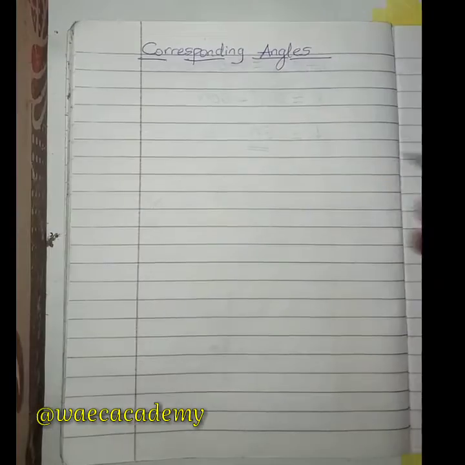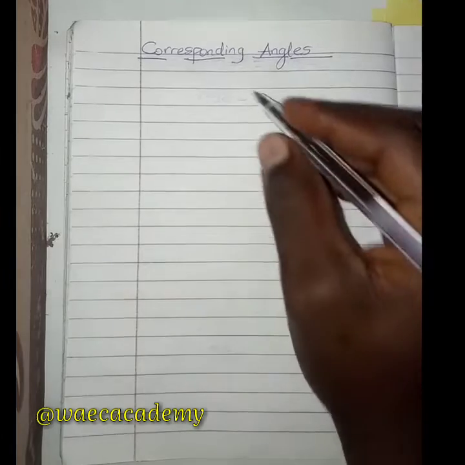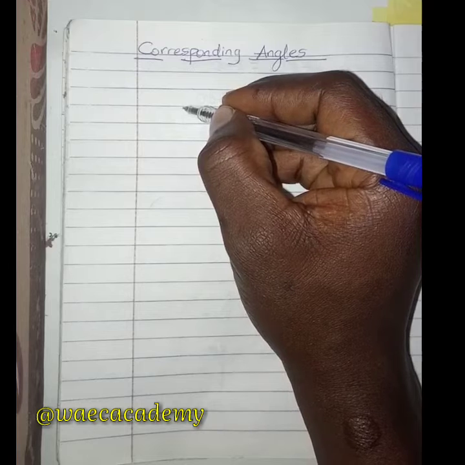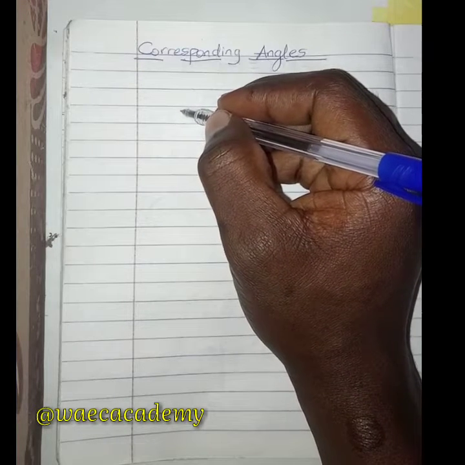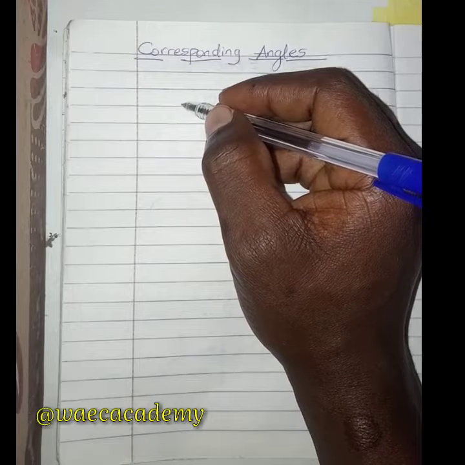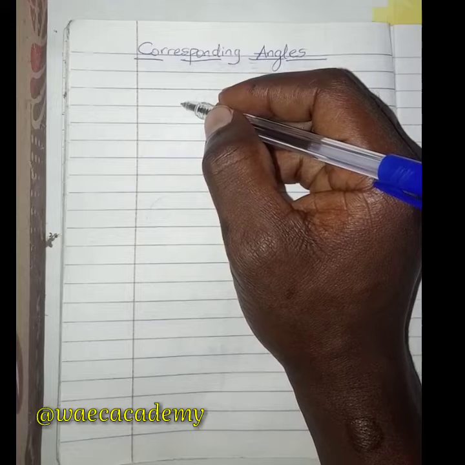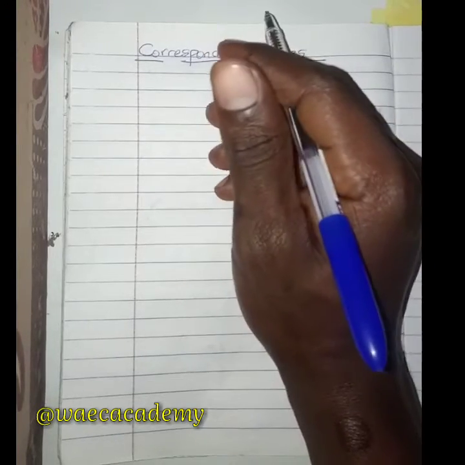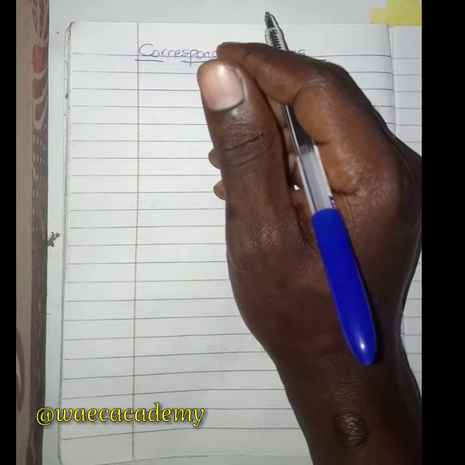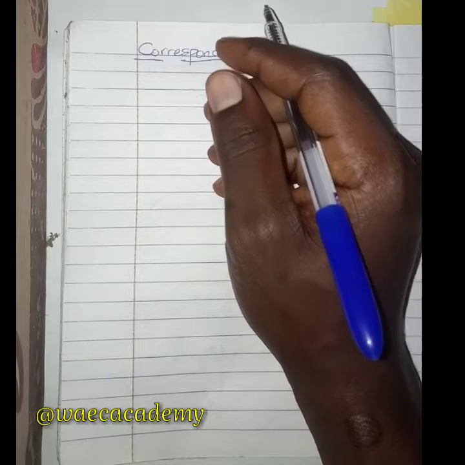So for the very first one, if you are going to be given corresponding angles, you will always see parallel lines involved. Please take note of that. Parallel lines are always going to be involved when you're dealing with corresponding angles. Parallel lines could be 2 parallel lines, 3 parallel lines, does not matter, but you would definitely have at least 2 parallel lines if you are dealing with corresponding angles.